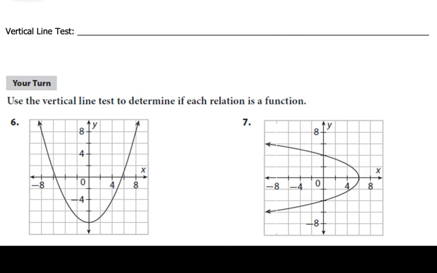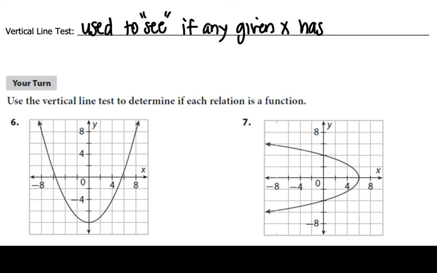Now we can test to see if we have a function by using the vertical line test. The vertical line test, you may remember, is used to see, meaning this is a graphical representation, if any given x has more than one output. And it's called the vertical line test.